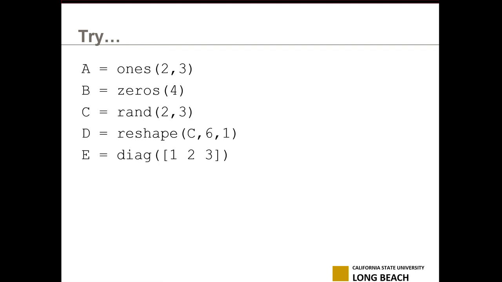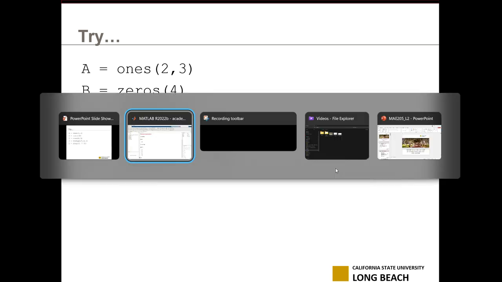Okay, so we went through the first three on here, ones, zeros, and rand function, but D and E are some functions we have not learned yet. So D is using the reshape function, and E is using the diagonal function. So let's start going into MATLAB, and we'll plug in A, B, and C, and then see what we can do about D and E.